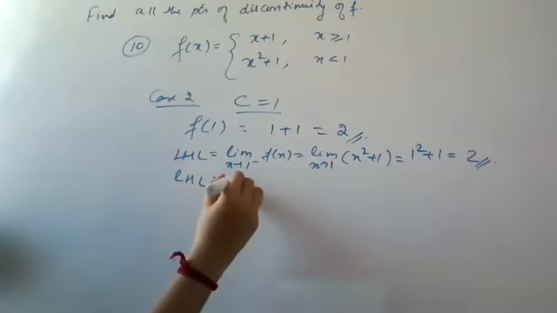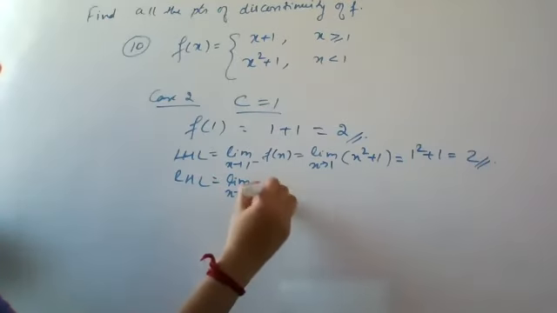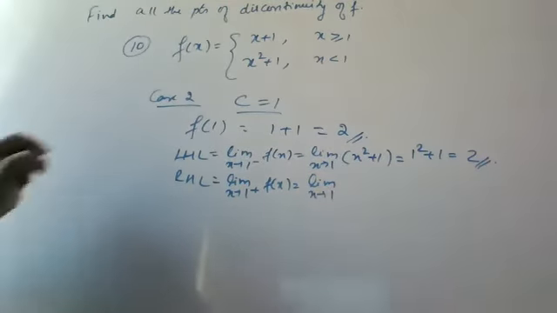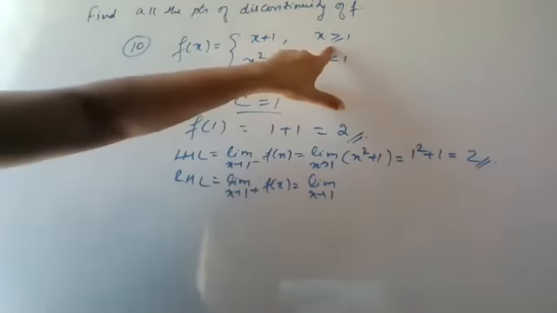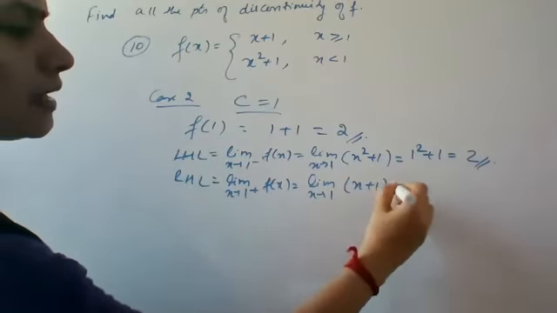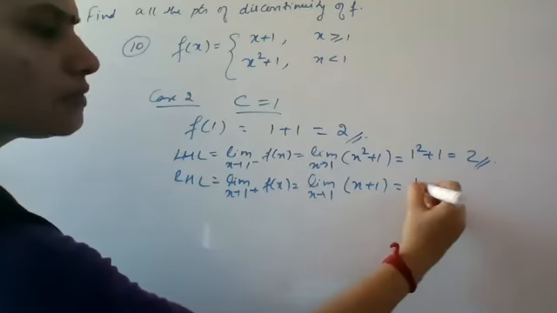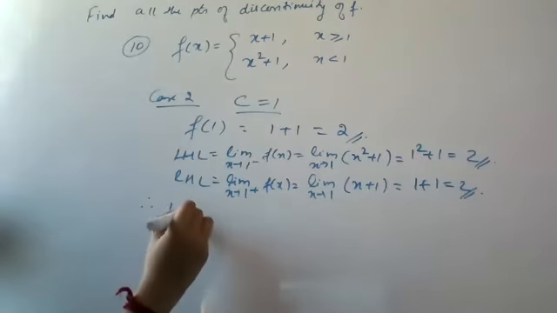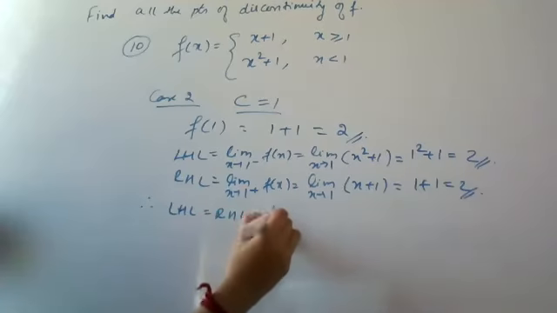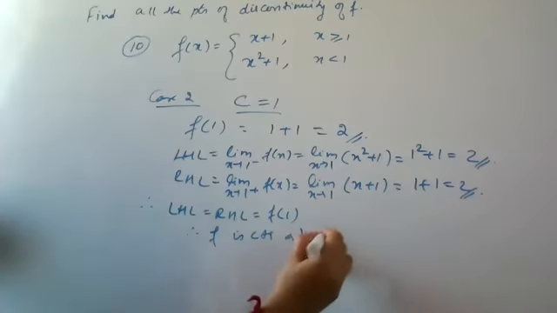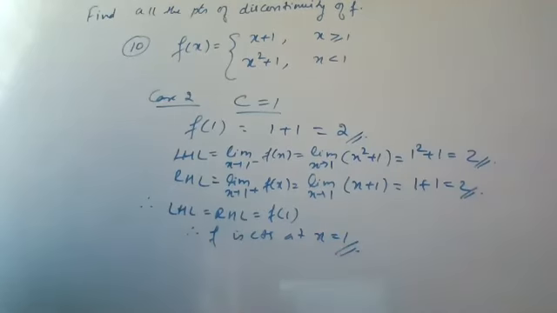Now for RHL, you have limit x tends to 1 plus of f of x, which is equal to limit x tends to 1. Which value will you take? Greater than 1. So it is x plus 1. Again, replace your x value with 1: 1 plus 1, which is 2. We are getting LHL equal to RHL equal to f of 1. So the function is continuous at x equal to 1.